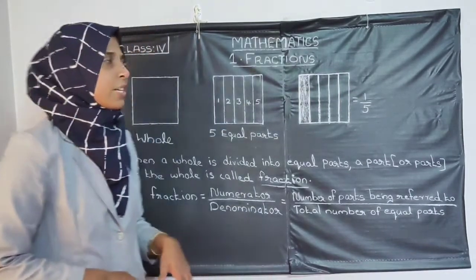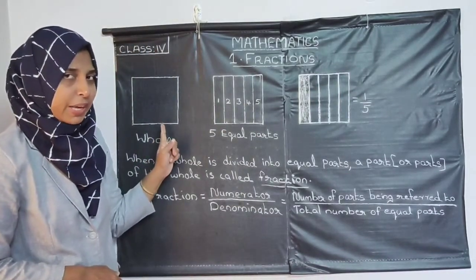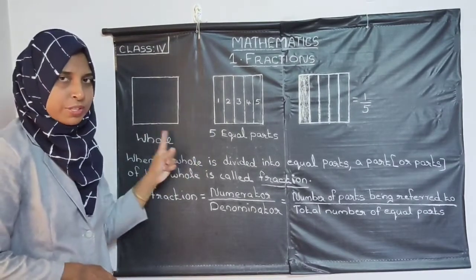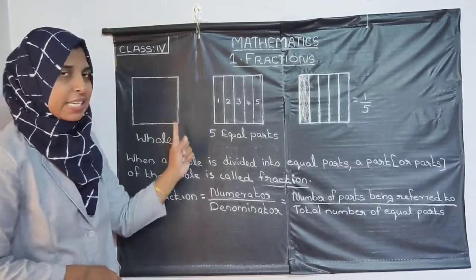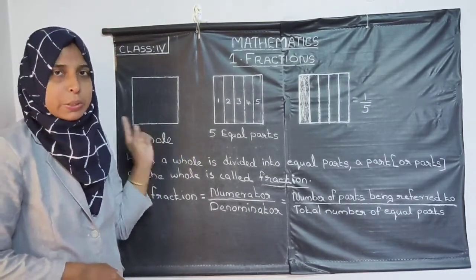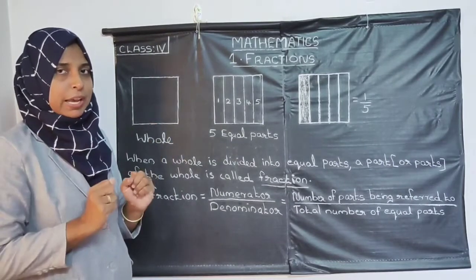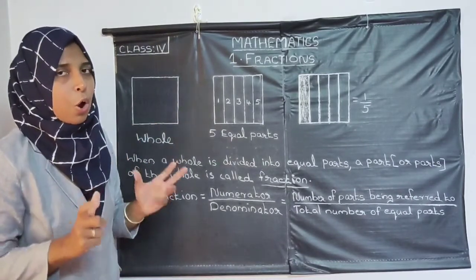Okay. So first, all of you look here. Here you can see a square. One square. Four sides are there. Four sides are equal, so it is a square. So we can consider it as a whole.